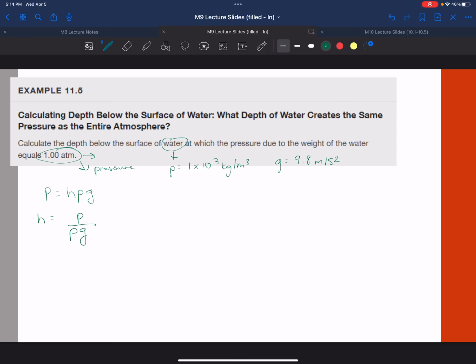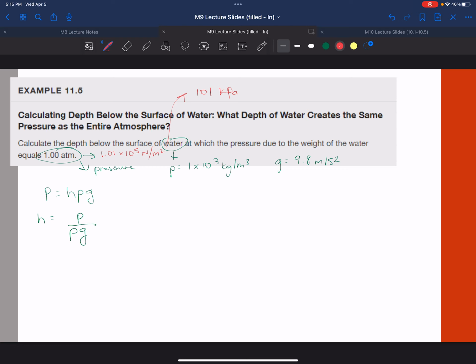You might remember this part from the reading, but if you don't, that's okay. 1 atmosphere is also equal to 1.01 times 10 to the 5th newtons per meter squared. And that also equals 101 kPa, so kilopascals. So then a newton per meter squared would just be a pascal.